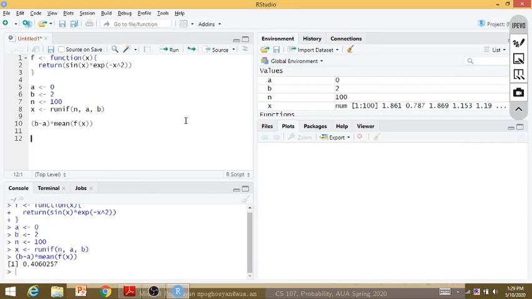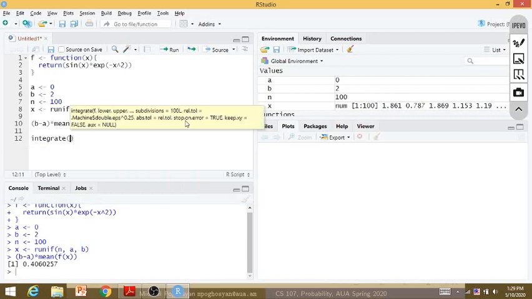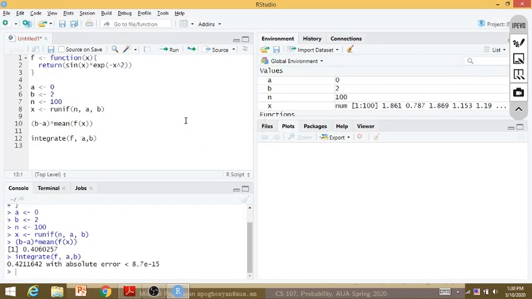0.406. Now let me use the integrate function of R to integrate that function. So f, lower and upper limit, so from a to b, just give me that integral. 0.42 with error something like 10 to the minus 15. Okay, so let me do the following. Now let me increase. We have obtained, of course, 0.4.